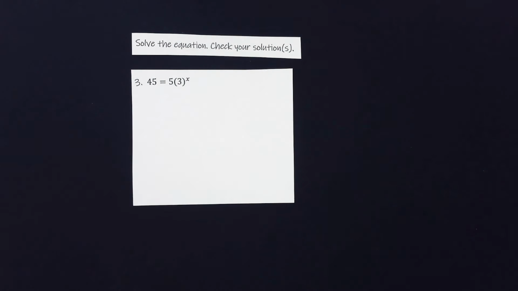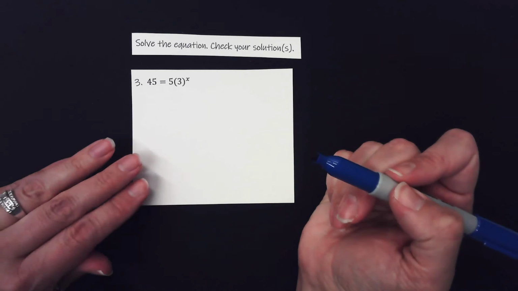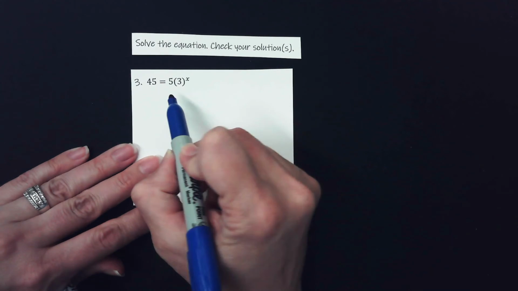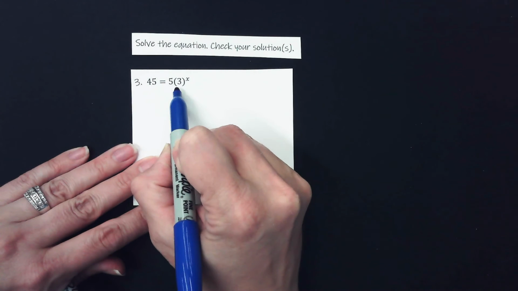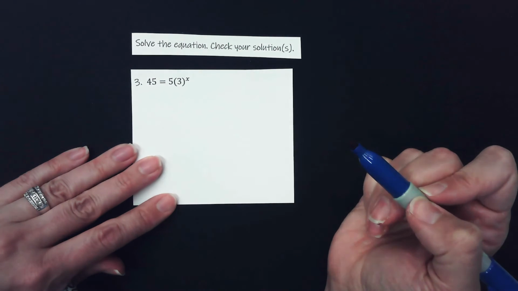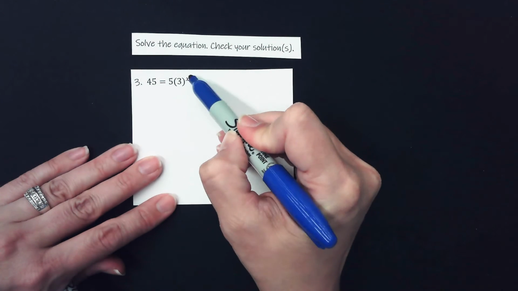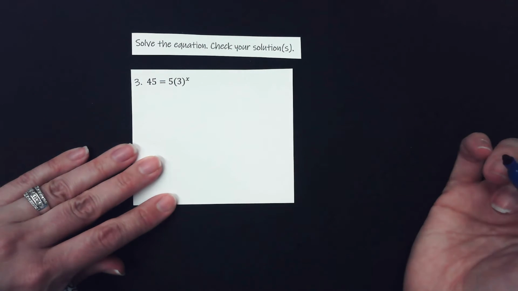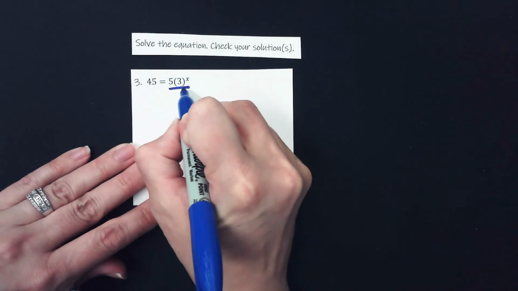Then we have an exponential equation. Okay, so we have 5 times 3 to the x power equals 45. So I want what's to the x power all by itself before I can get that x out of the power. So I'm going to divide both sides by 5.